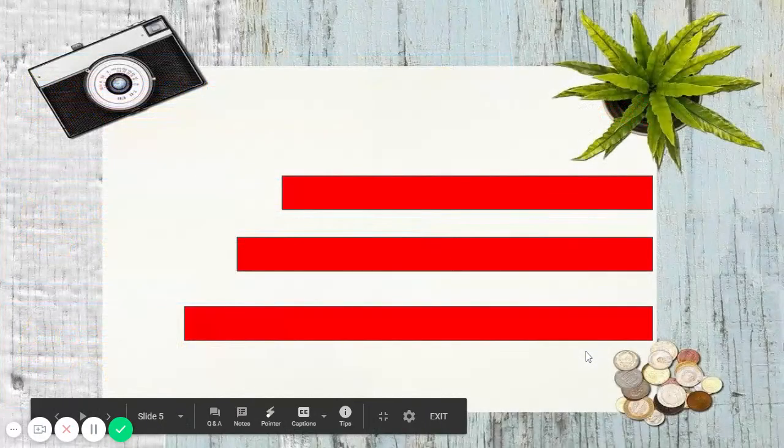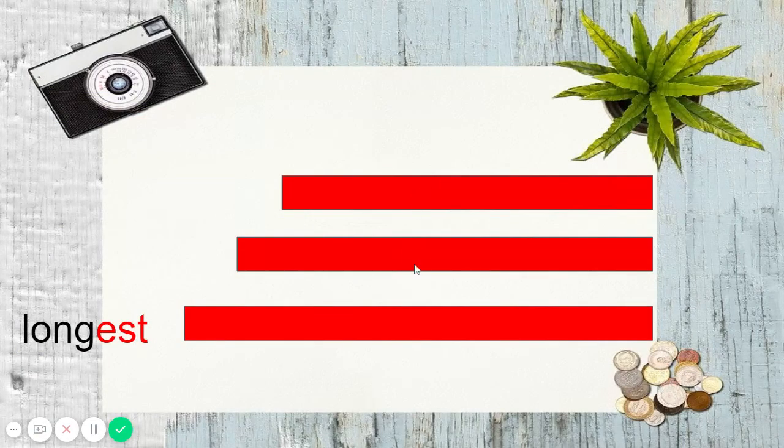Now I have here three red rods. Which one is longest? This one is longest. Which of these two is longer? This one is longer. And of course, this one is long.